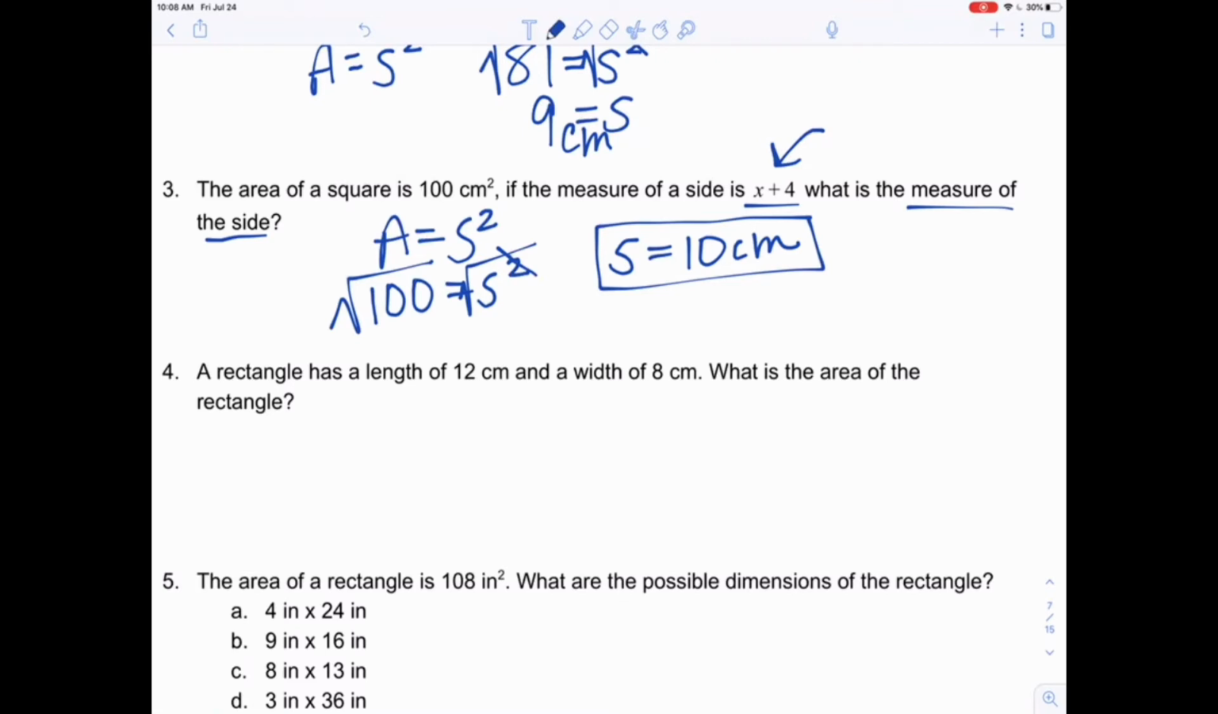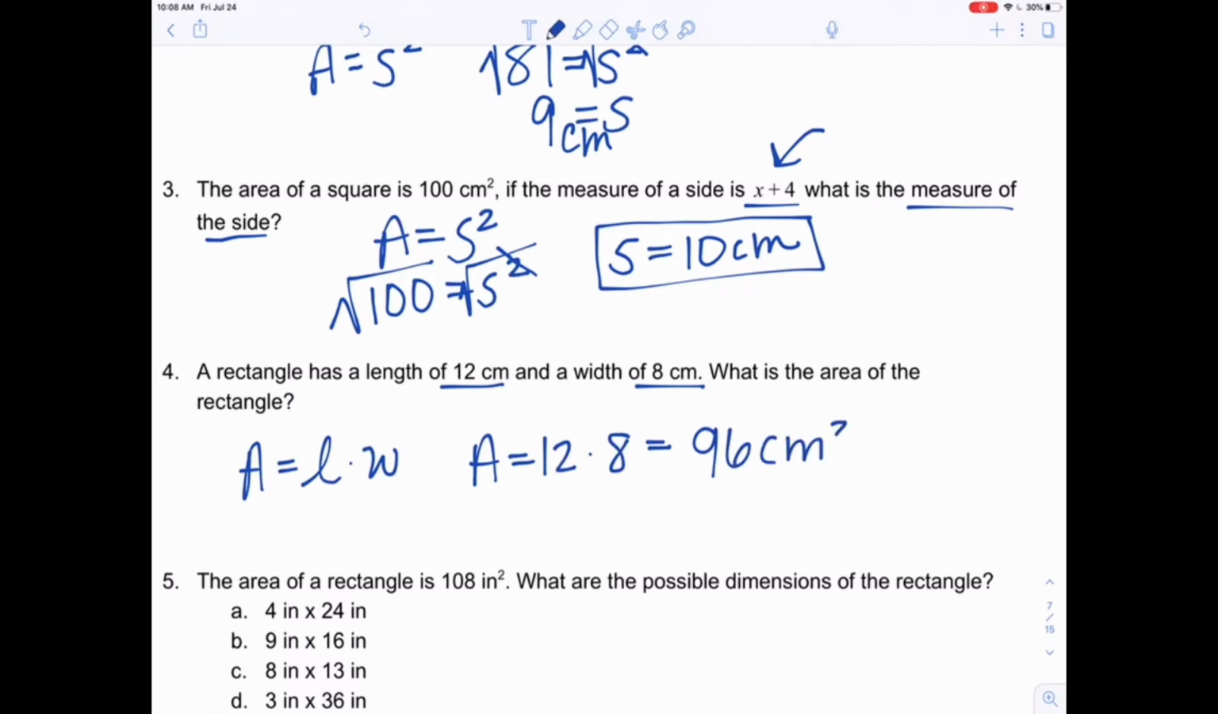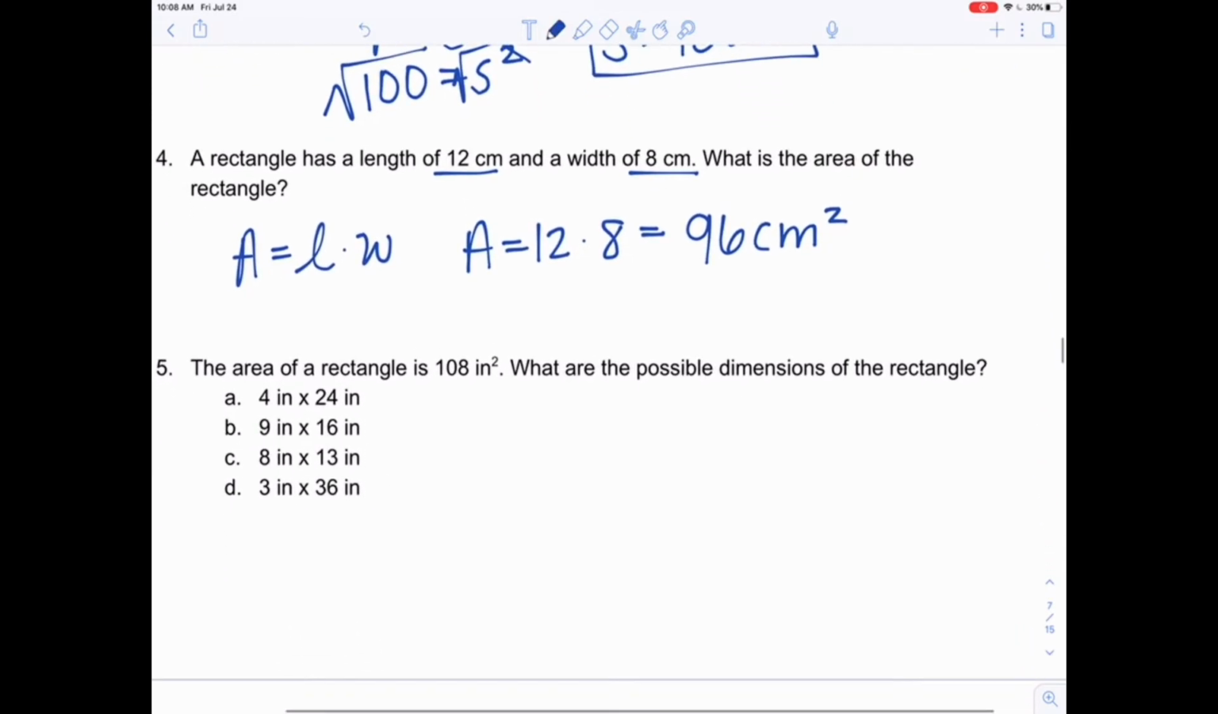So now let's look at rectangles. Remember, area for a rectangle is still just length times width. So a rectangle has a length of 12 centimeters and a width of 8 centimeters. Area equals 12 times 8. And 12 times 8 is 96. Remember, the unit is squared. Okay? All right. Next question.